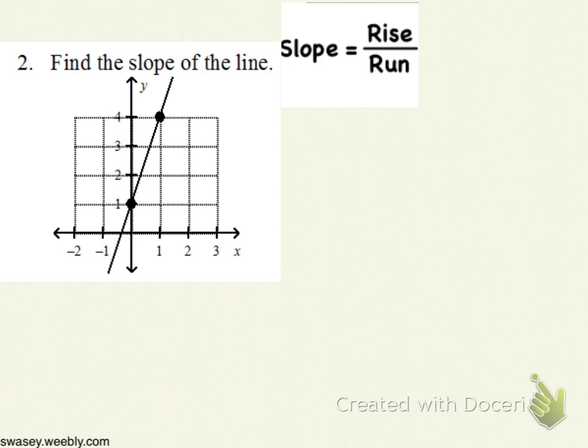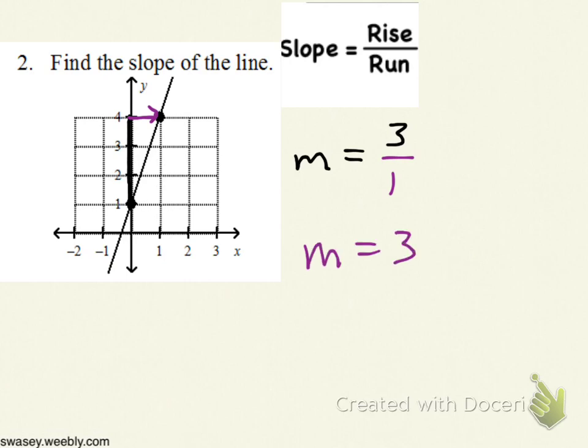Again, we have a graph, so we'll do rise over run. Pick a point to start with. Count how much you go up. In this case, 3. So the rise is 3, and then we run to the right 1. 3 over 1, that's just 3.